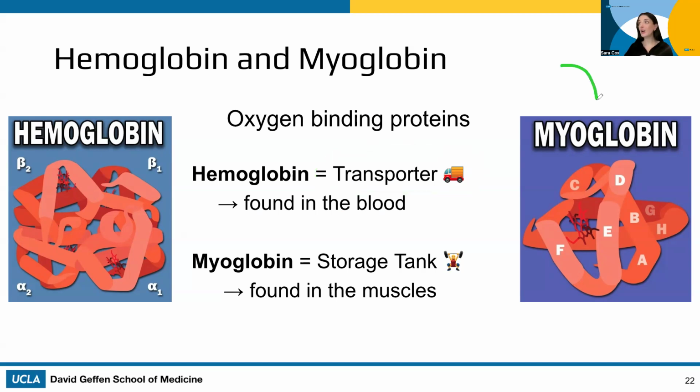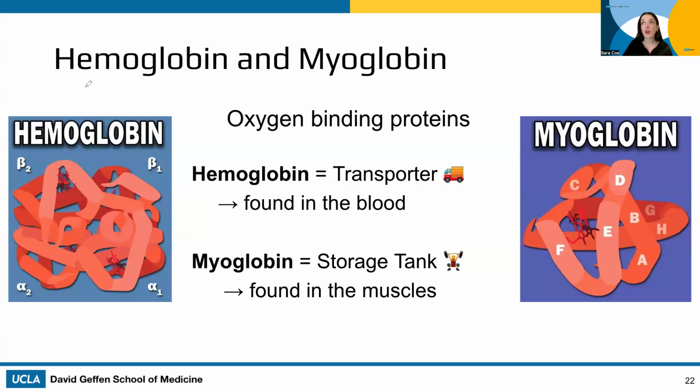Then we have myoglobin. That word might also sound familiar. Myo means muscle, because myoglobin is found in the muscles. We want to think of myoglobin like a storage tank. It's like our oxygen reserves. It's where we can hold on to one oxygen per myoglobin to use when needed, if we need oxygen immediately. We don't have time to wait for oxygen to come through the transport system, or through hemoglobin.